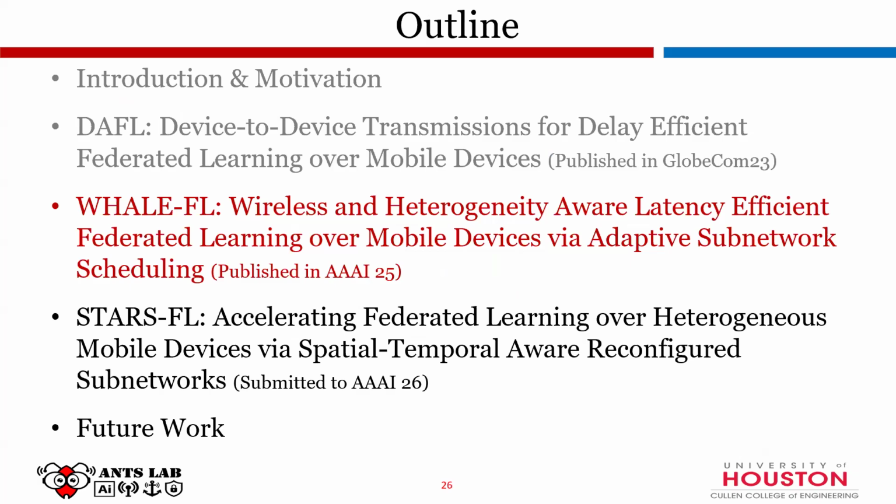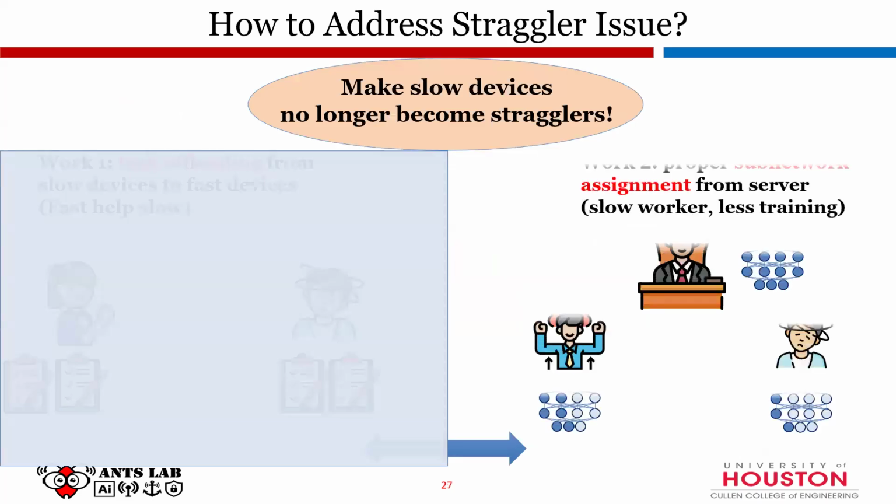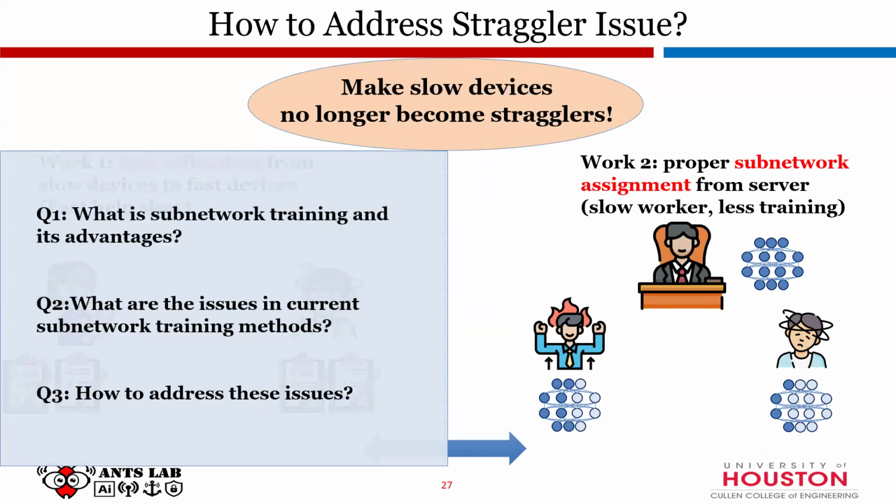WhaleFL: wireless and heterogeneity aware latency efficient federated learning over mobile devices via adaptive subnetwork scheduling. As I mentioned before, work 2 is basically to assign the proper subnetwork from the server to the clients. So the questions I want to ask here are: what is subnetwork training and what is its advantage? What are the issues in the current subnetwork training methods? And third, how do we address these issues?